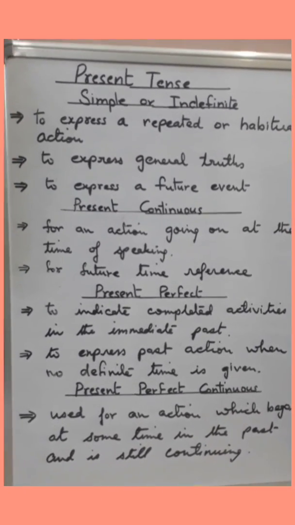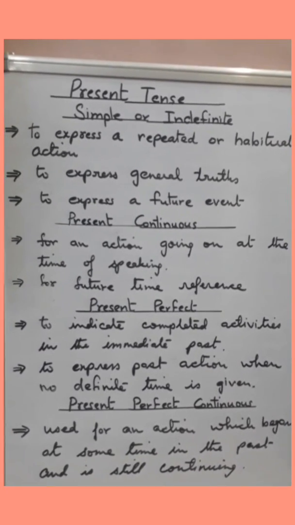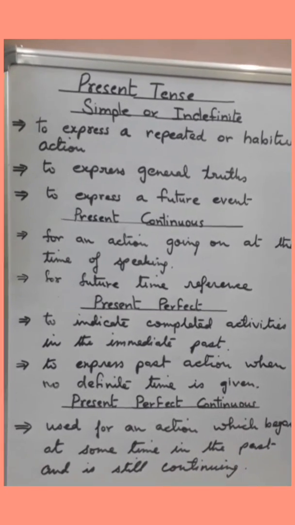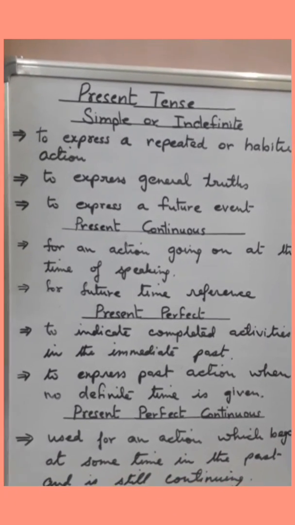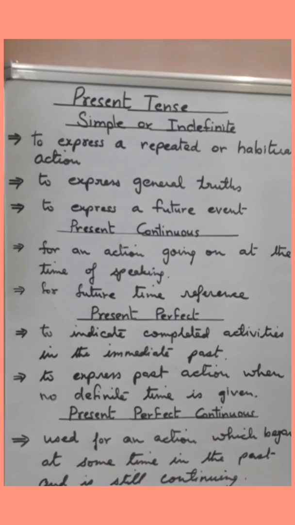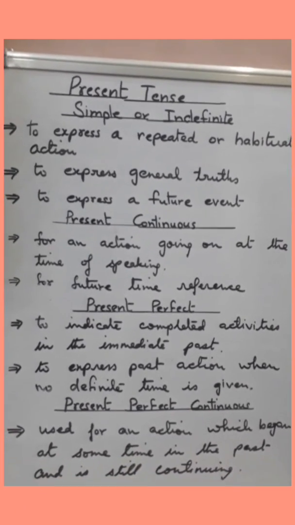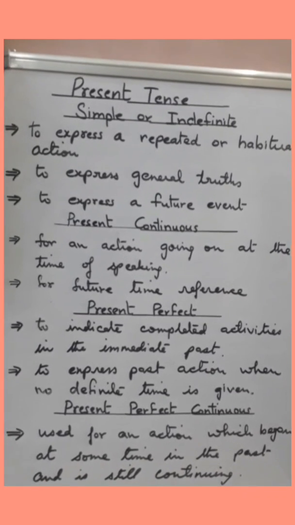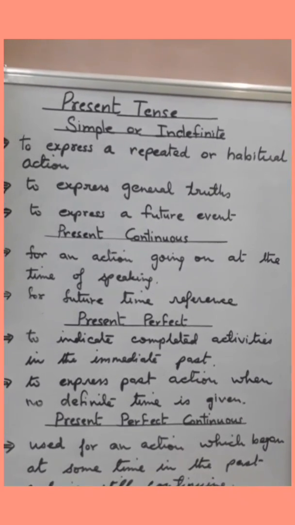For present perfect tense, it is used to indicate completed activities in the immediate past. For example, he has just gone out. Also, it is used to express past action where no definite time is given. Like, have you read Gulliver's Travels?